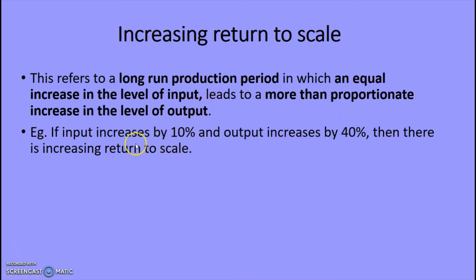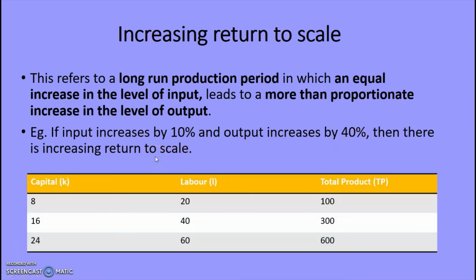For example, if input increases by 10% and output increases by 40%, then there will be an increasing return to scale. Now, let me explain this using a table. Realize that we have the first column, which is capital, the second, which is labor, and then that of the total product. The total product happens to be the output, whilst the inputs are the capital and the labor.